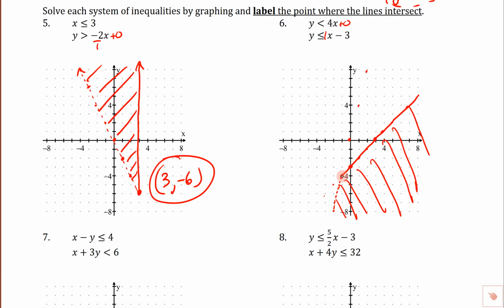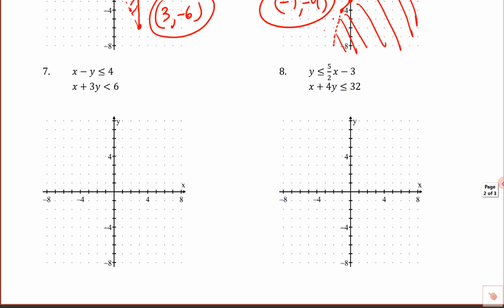And then they happen to cross at a nice point like this. This is going to be the point (-1, -4). (-1, -4). That looks pretty good right there, so I'll go ahead and circle that. So let me slide down here and let's take a look at these next couple.